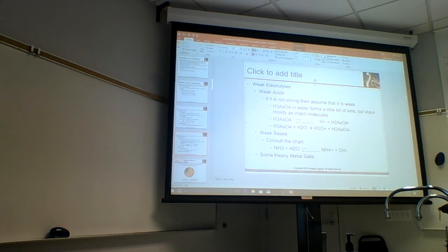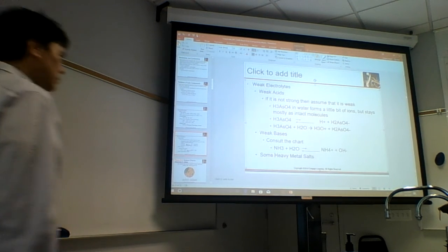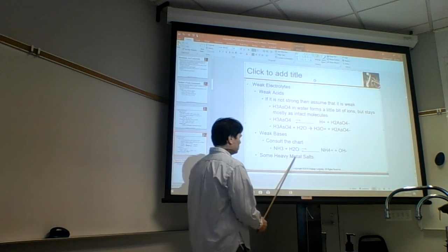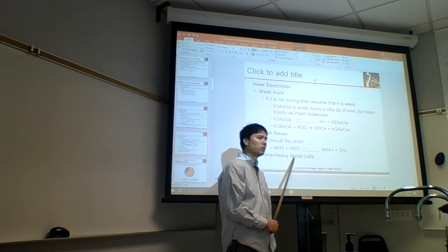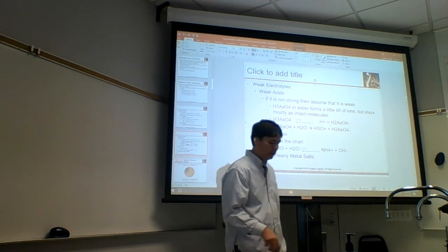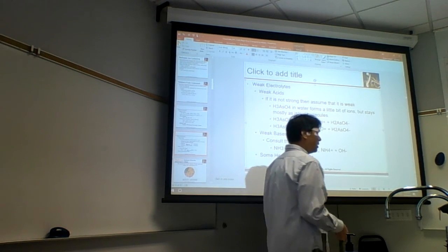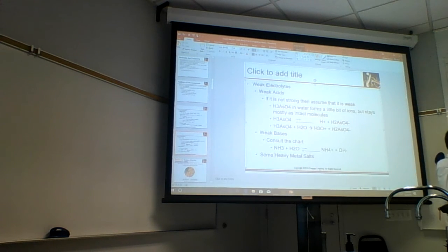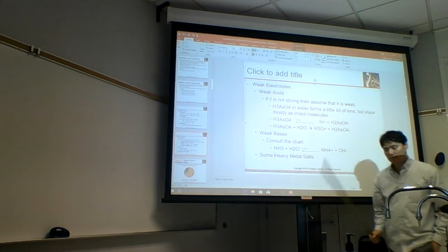There are some other weak electrolytes that partially dissociate. These would be some heavy metal salts, like lead-4 chloride. When you get to heavy metal salts, these are called the heavy metals here, like lead, thallium, mercury, gold. These are all heavy metals. Even silver is considered a heavy metal. Well, these heavy metal salts, some of those are weak electrolytes.